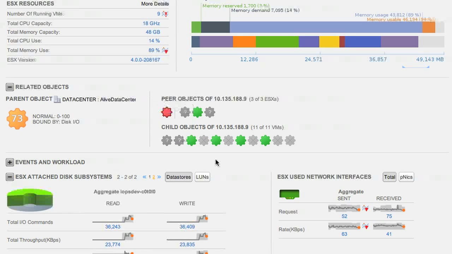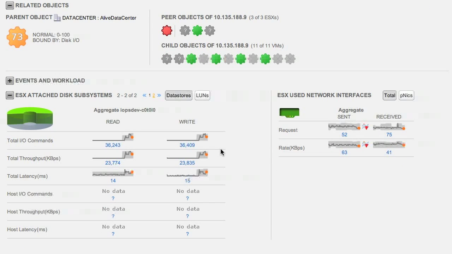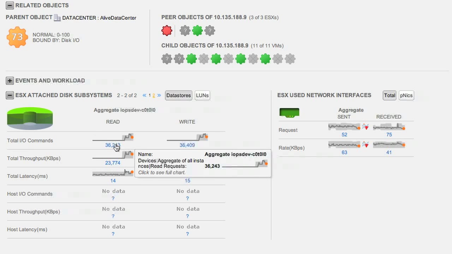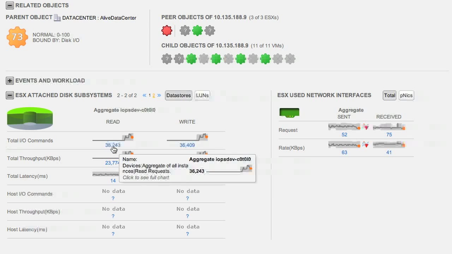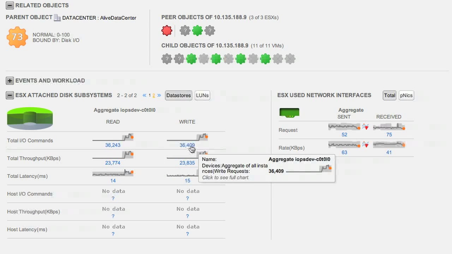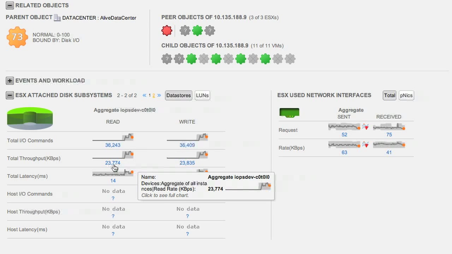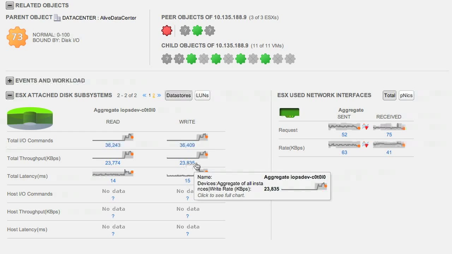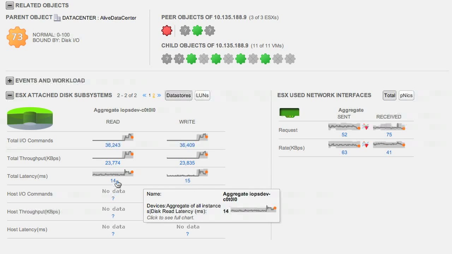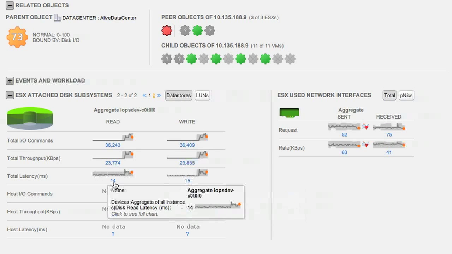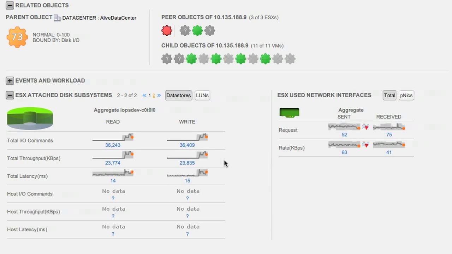But let's continue iterating. Now this data store actually looks a lot more interesting. We noticed the one before actually had pretty low total numbers. This data store here has extraordinarily high numbers. We're pushing through 36,000 IOPS on the read side, as well as 36,000 IOPS on the write side. And look at the throughput, 23 megabytes for read, about the same for write, and we see a much higher latency. This latency is possibly what's causing the issue here.